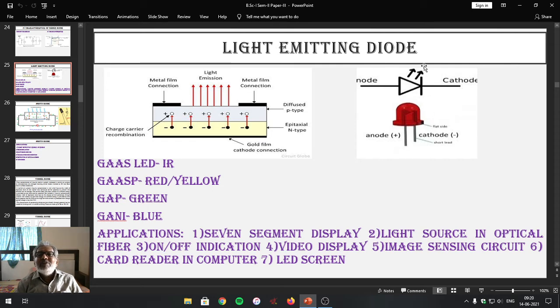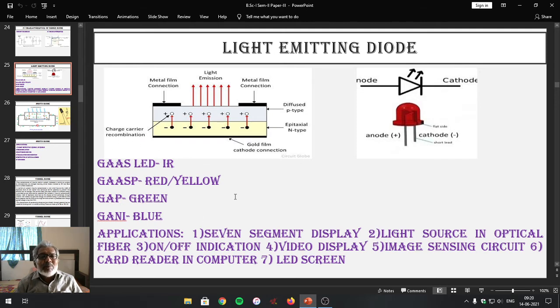Dear students, this is the symbol of the light emitting diode. Friends, up till now we have studied three diodes. One is the simple PN junction diode, the second one is the Zener diode, we have studied its symbol, and this is now the symbol of the light emitting diode. It is like a simple PN junction diode with an arrow outward. The arrow outward indicates that it is emitting light radiation. It has an anode and a cathode.